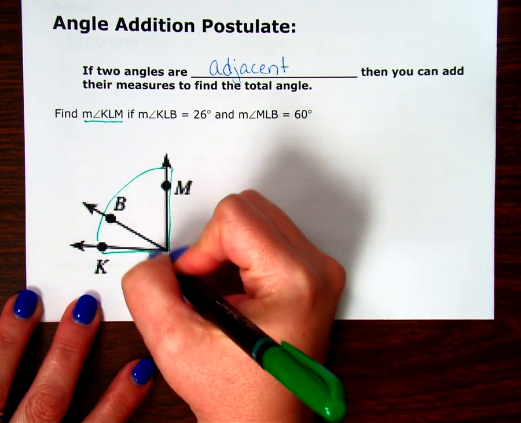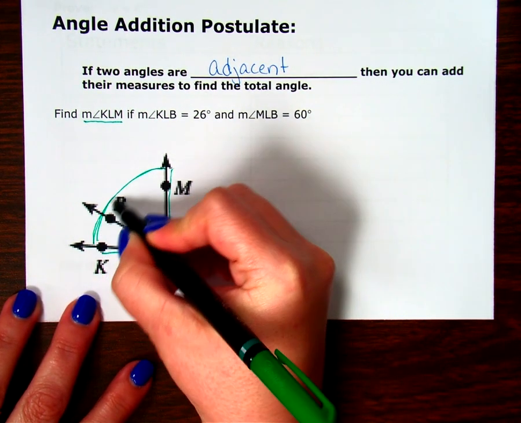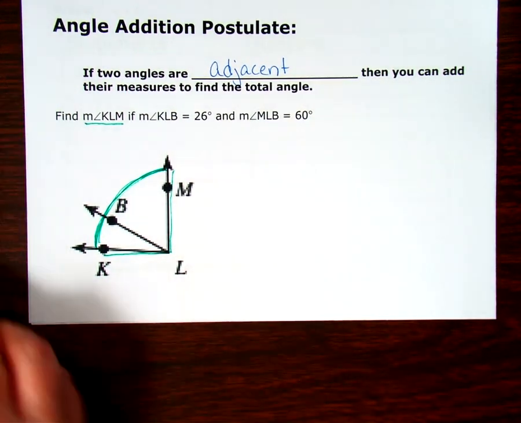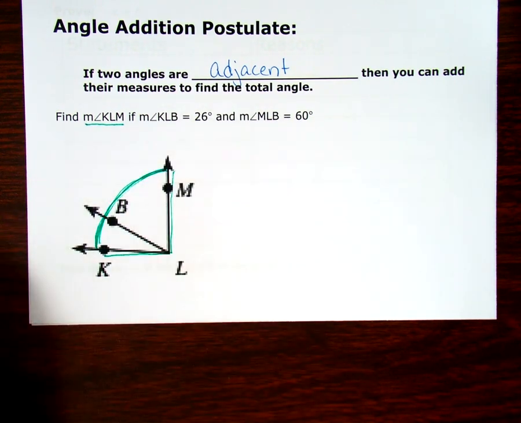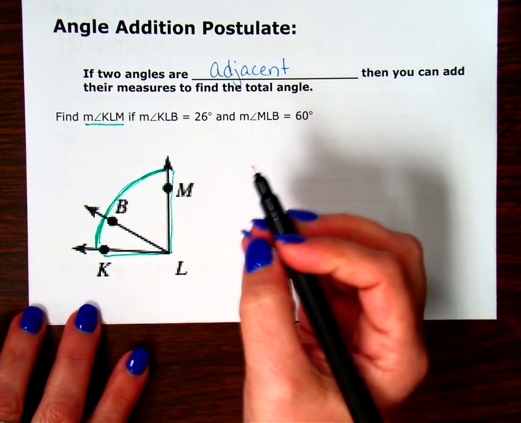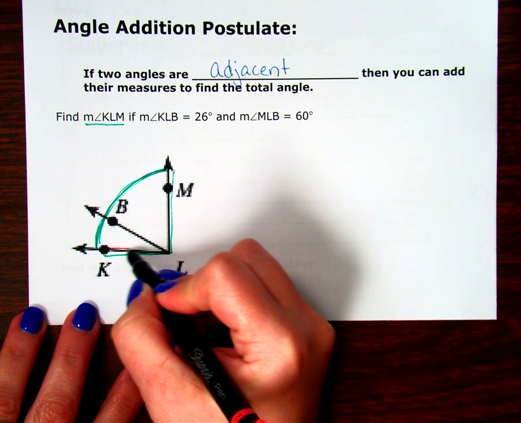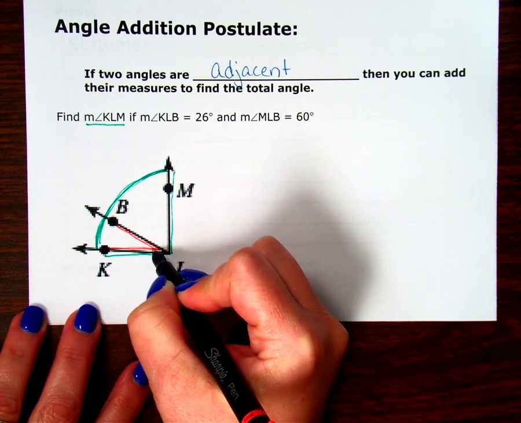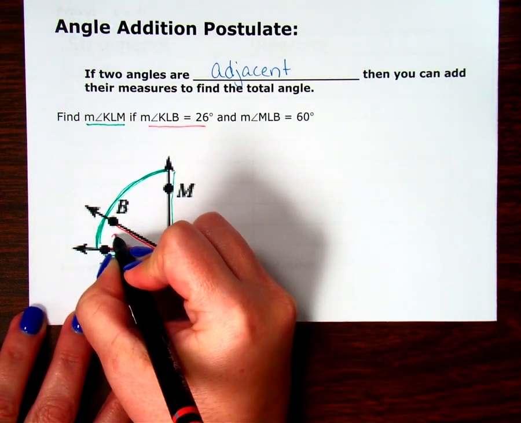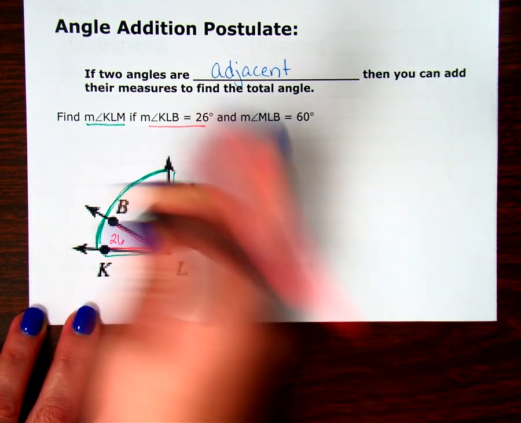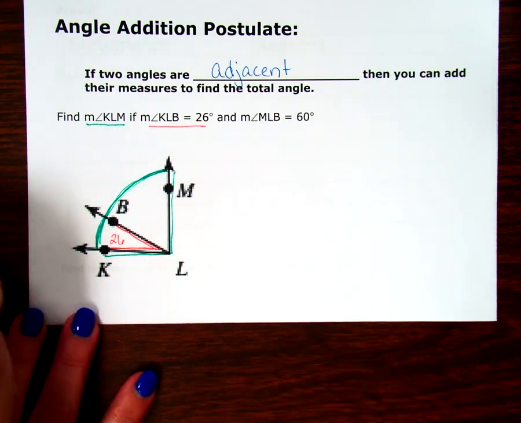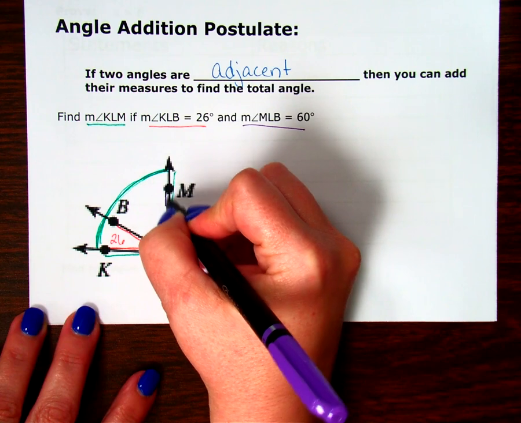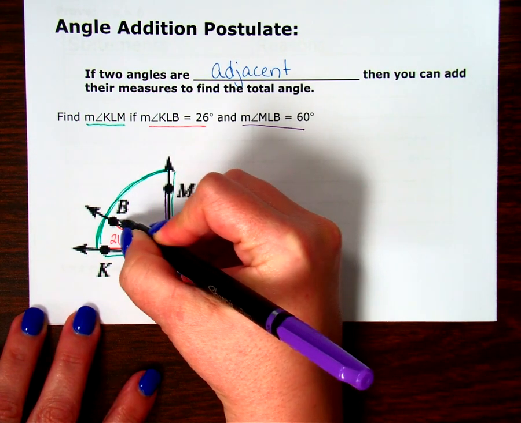Kind of looks like 90, but that doesn't mean it is. It could be obtuse. It could be acute. I don't know until I do the math. But I'm trying to find out how big is that whole green angle. So let's see, what is KLB? KLB is 26 degrees. So I'm going to put a 26 in there. Okay? And then MLB, I'm going to do this one in purple, so this side right here is 60 degrees.